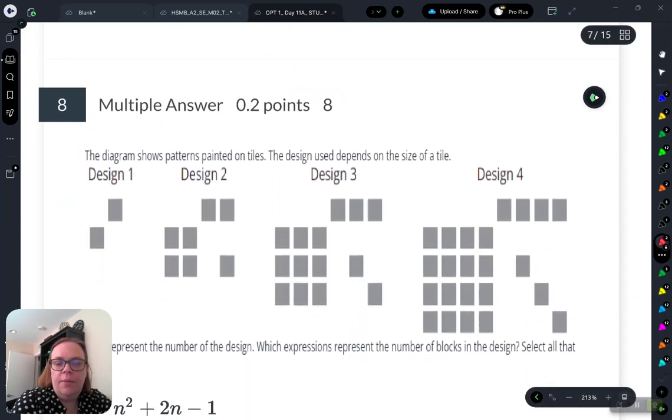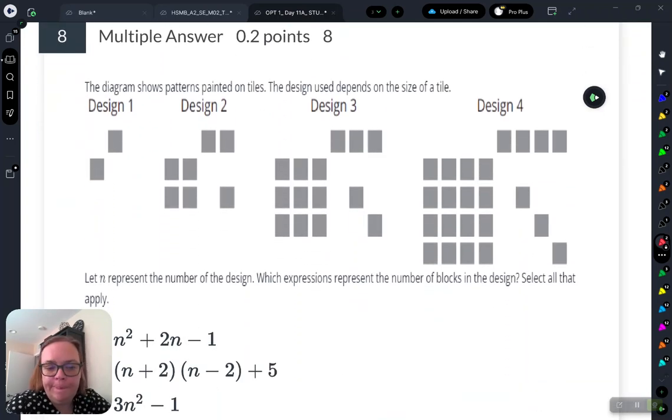Okay, number 8. The design shows patterns painted on tiles. The design used depends on the size of the tile. Let n represent the number of the design. Which expression represents the number of blocks in the design? Select all that apply. So you really want to pay attention to how the design number, the 1, the 2, the 3, the 4, is affecting the way that the pattern is.